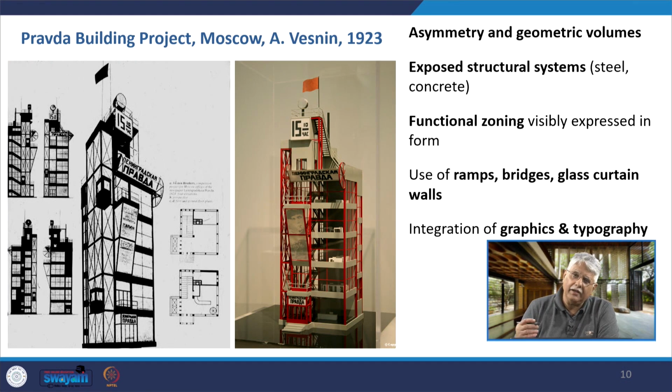If you take an example, the Pravda building, Pravda used to be a newspaper at that time in the Soviet Union, and it was designed by A. Vesnin. This is asymmetry and geometrical volumes, exposed structural system. The functions have been zoned and visibly expressed in the form. There is use of ramps, bridges and glass curtain walls, and integration of graphics and typography. But unfortunately, this building was never built, it only existed on paper.